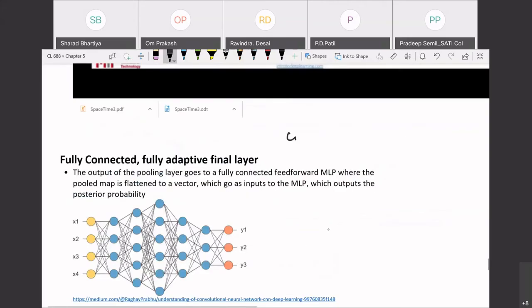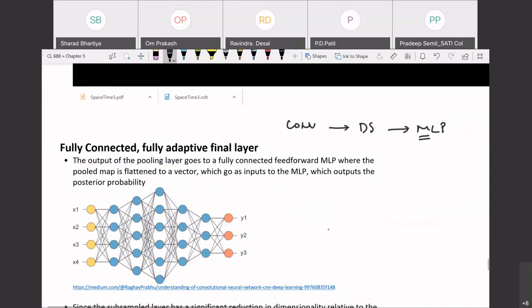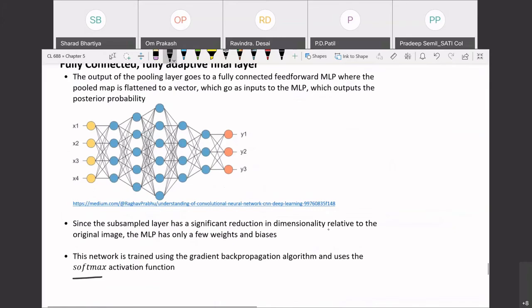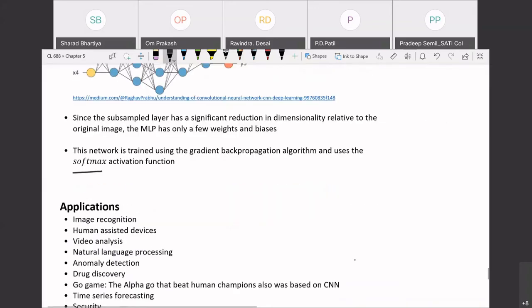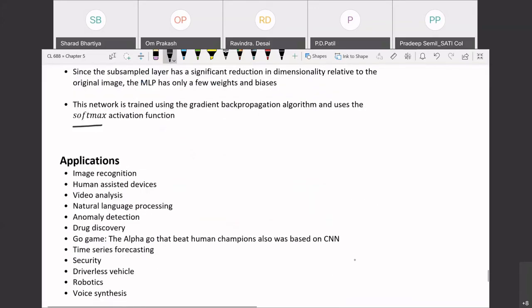So you did convolution, then you did downsampling, and now is the multi-layer perceptron. And that, as you all know, we've already seen, this is an example of a multi-layer perceptron, and this will be a 4, 4, 5, 6, 3, 3, 3 neural network. Okay. And the softmax function is very popular for classification, multi-category classification.